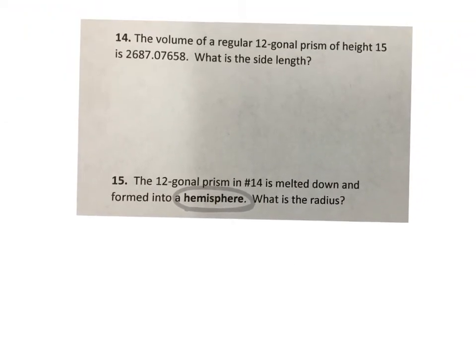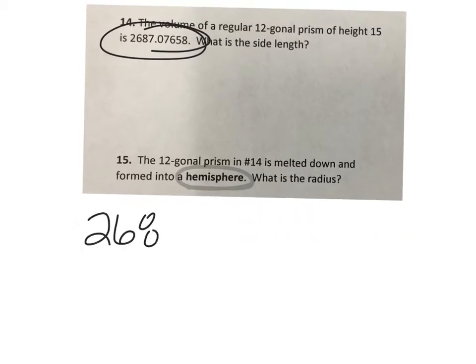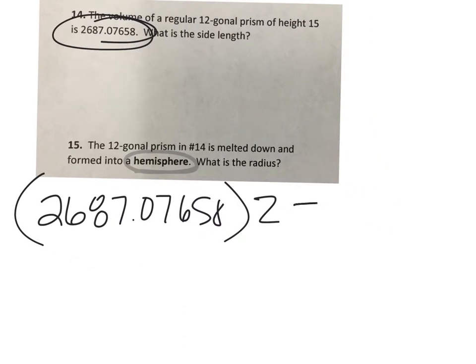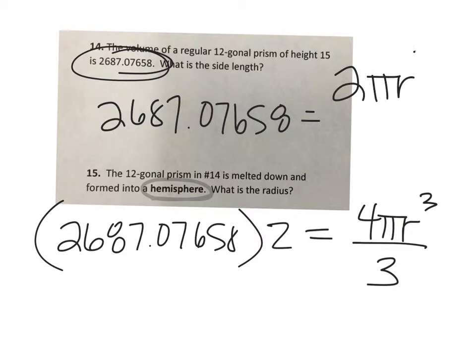The first way is taking this volume that we have there, which is going to be a hemisphere volume, and timesing it by 2. Okay, that will make it a volume of a real sphere if you times it by 2, because 2 hemispheres makes a sphere. And then we can set that equal to 4 pi r cubed divided by 3 and solve that all the way down. Or we could take our 2687 volume and set it equal to a hemisphere formula.